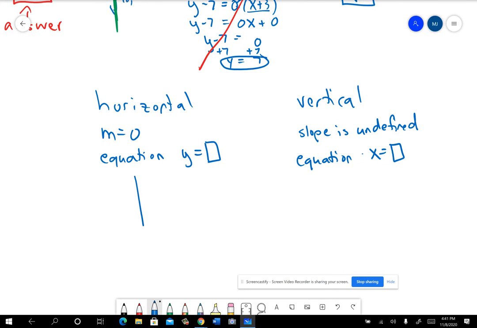All right, if you were to look at a table of values, all the points on a horizontal line are going to have the same y. So these would all be the same number. Okay, and then with vertical, it's the other way. Oops. It's supposed to be an x right there. All the x's would be the same number. Okay, so with this one, the y's are the same in all points. Here, the x's are the same.